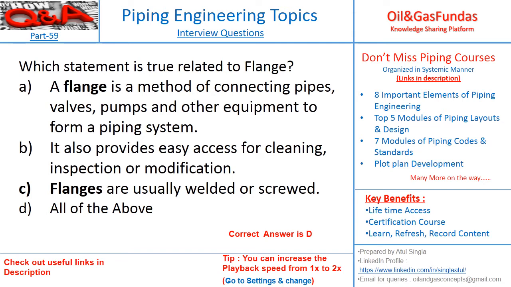It also provides easy access for cleaning. This is the main function of using flange. It is very easy to unbolt the flange and we can get access for cleaning, inspection or if modification is required. So this is the main function of using flange. One is joining, connecting the system elements, second is cleaning. Flanges are welded, screwed, that is also true. So the correct answer will be D.